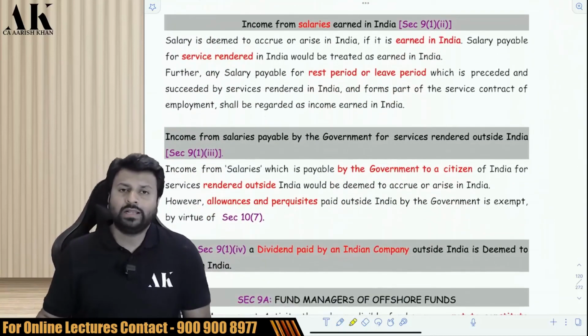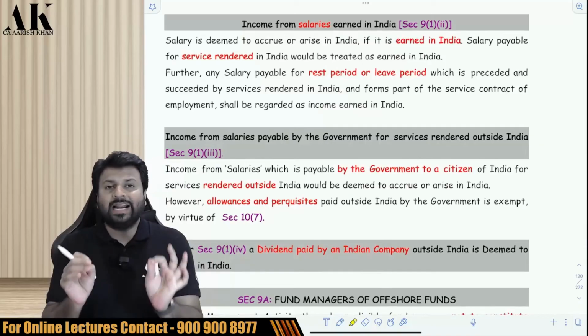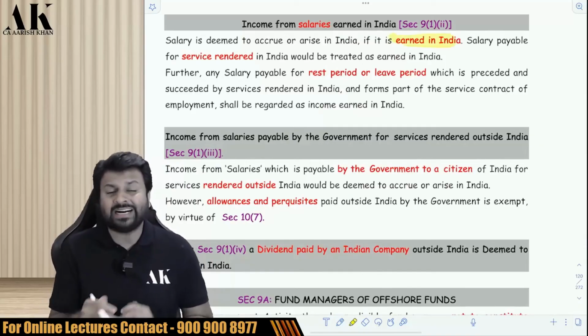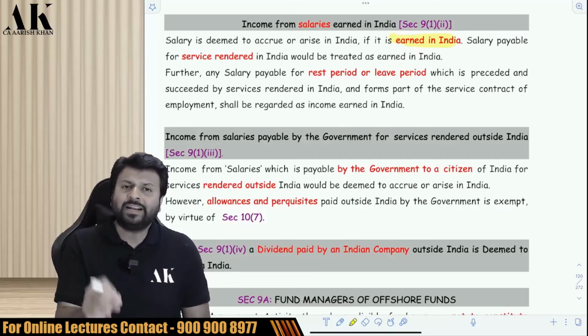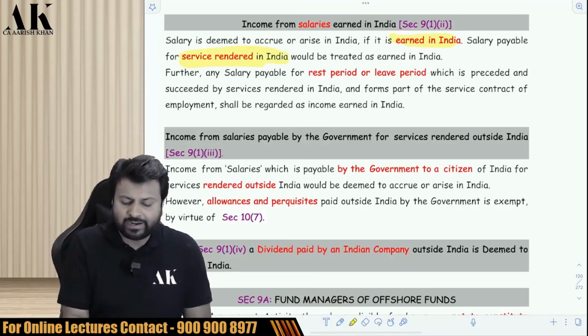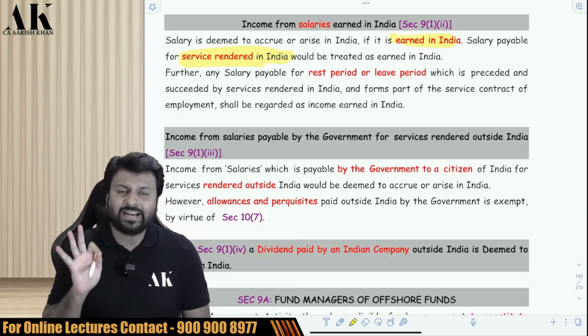Next one, when salary income is accrued in India. Salary is accrued in India when the salary is earned in India. When can it be said that the salary is earned in India? The salary can be said to be earned in India when the services are rendered in India. If the services are rendered in India, it would be treated that salary is earned in India.